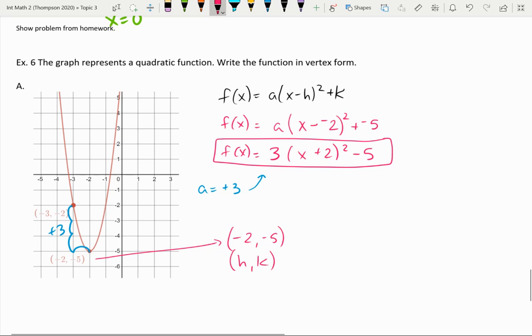Okay. All right, and that wraps up the notes for 3-2. The next set of notes that we're going to be doing is more quadratic functions, more graphing. It's just going to be doing it in a different form. So yeah, we've got a lot more quadratic fun to be had.